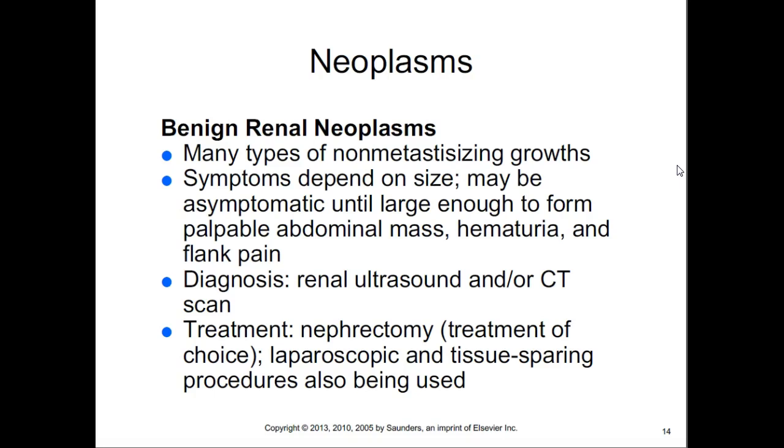You'll see a palpable abdominal mass, and then hematuria and flank pain. So a renal ultrasound or CT scan leads you to a diagnosis of the disorder. Right, so then the treatment is nephrectomy, so removal of the kidney, right? Usually it can be done laparoscopically, and more recently with a lot of tissue-sparing procedures.